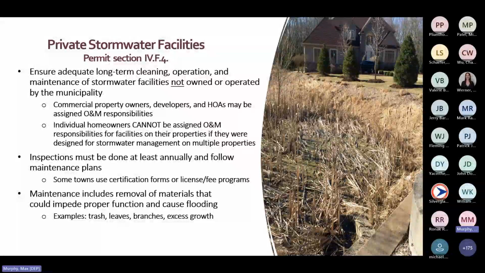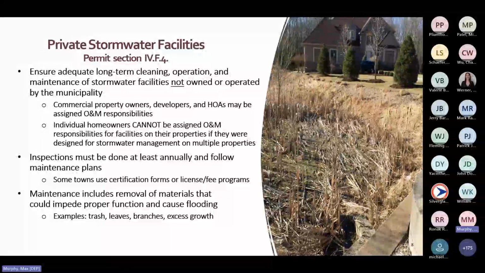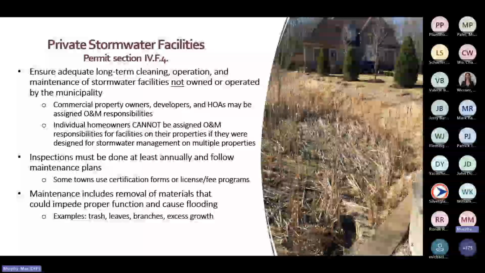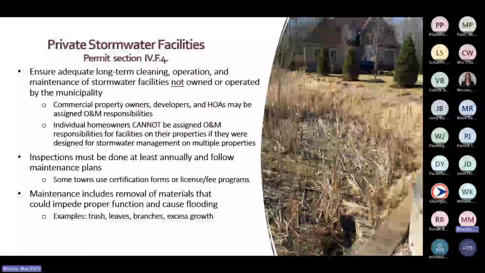Permittees must keep an inventory of the locations and types of private stormwater facilities, as well as records of inspections, cleanings, maintenance and repair work, and any problems or enforcement actions that have been taken. The location and types of these private facilities will need to be included in the map created for the Watershed Improvement Plan, which we'll cover a little later.